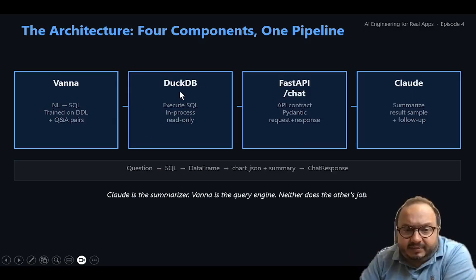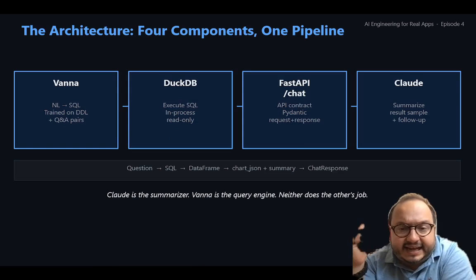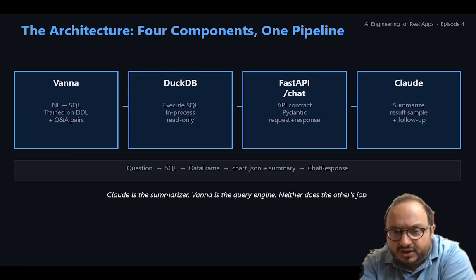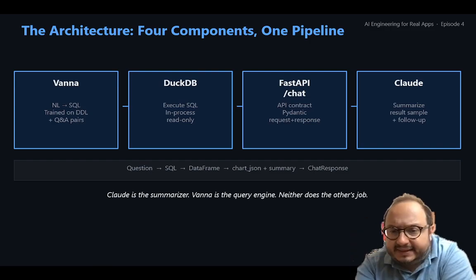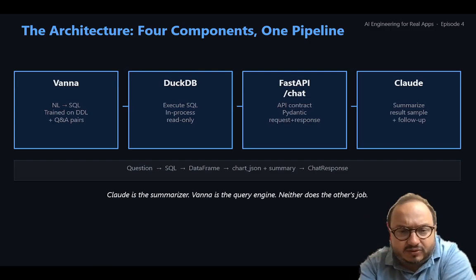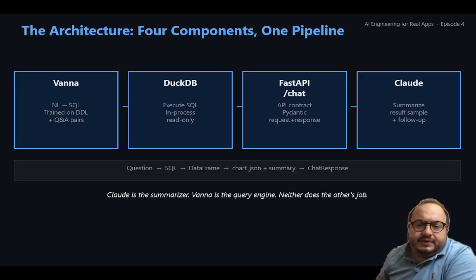Second, DuckDB. DuckDB is an in-process analytical database. It runs inside your Python process, no server, no connection string, no infrastructure. You load your data as Parquet files or CSV, run SQL against it, and get back a pandas DataFrame. For reporting use cases where data is refreshed periodically rather than continuously, DuckDB is often the right choice.